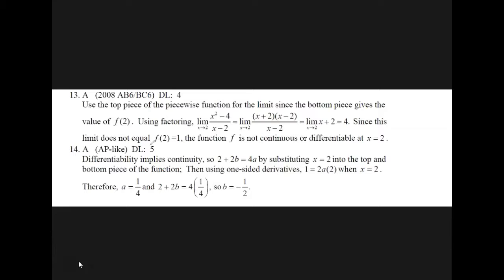You have to be able to take the idea that differentiability implies continuity. So if you're told they're differentiable, then you know they have to equal each other because they have to be continuous. Therefore, 2 plus 2b had to equal 4a, knowing that x was equal to 2, as well as the derivatives having to equal each other. So their derivatives also equaled each other, which allowed you to solve for a and then plug in and solve for b.